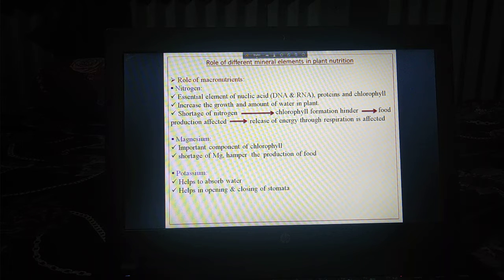So if there is a shortage of potassium in the plant, the opening and closing of stomata will be hampered. Due to this reason, the photosynthesis process and also the respiration process will be hampered. So potassium plays an important role for the plant. Now it helps in the growth and development of roots, flowers and fruits. It helps in cell division. You know that without cell division a plant can't develop or grow in length. So at the time of cell division, potassium plays an important role.